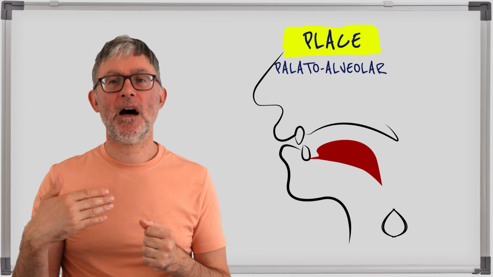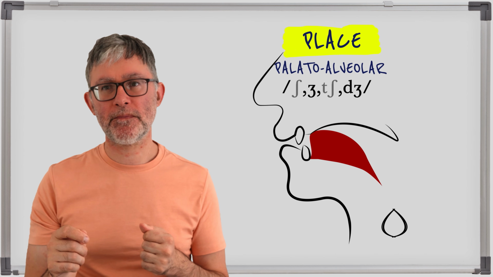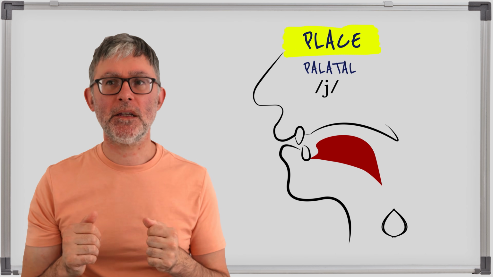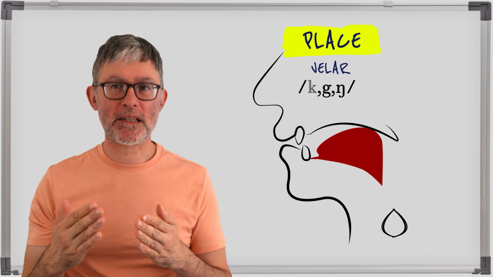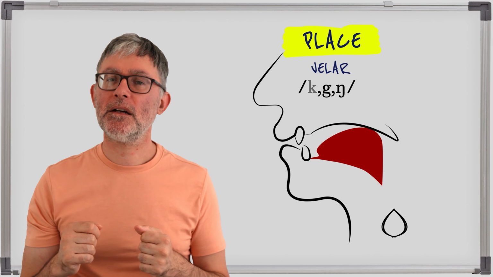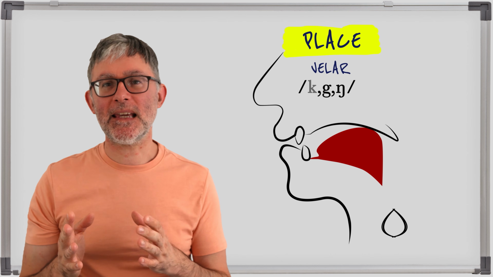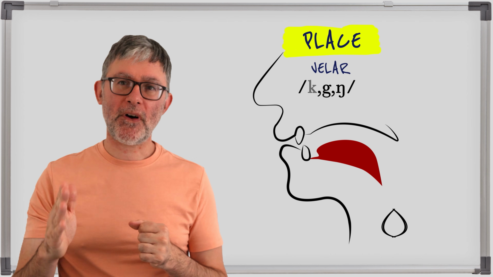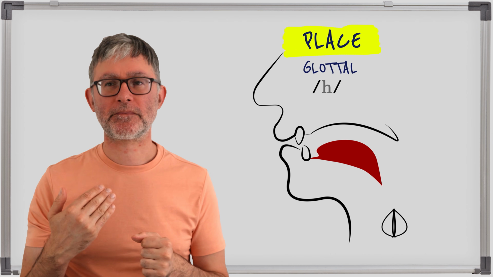Slightly further back are the palatoalveolar sounds: sh, zh, ch, j. Then we have palatal y. And with the tongue up at the back, we can make velar sounds: k, g, ng. That last one is the ng sound in singing along. And finally, we have the glottal sound, made in the throat.